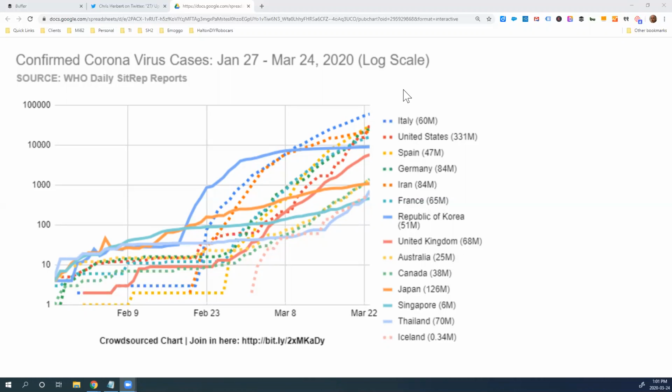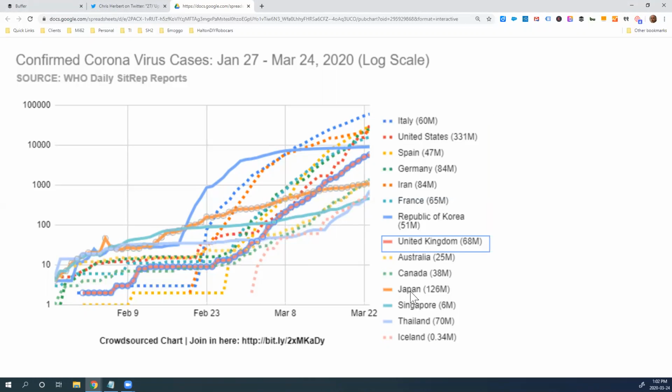So I'm just looking at the trend arc. At the moment, Canada is trending in the lower group, with Japan and who else is down there? Iceland. Who's that yellow one there? Australia, yeah. Singapore, Thailand.